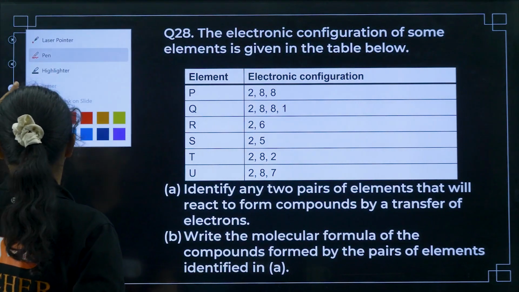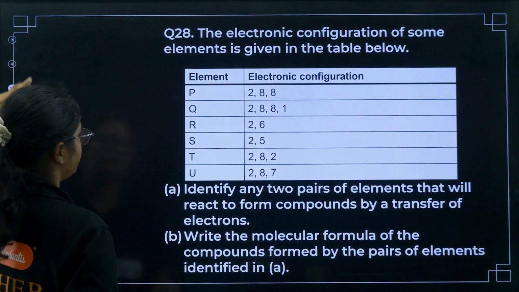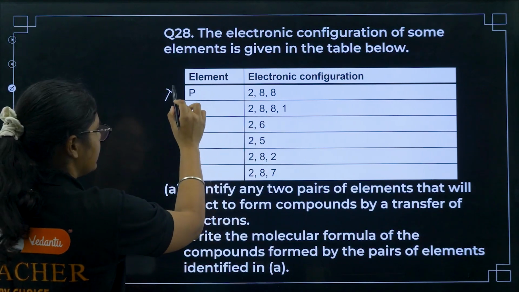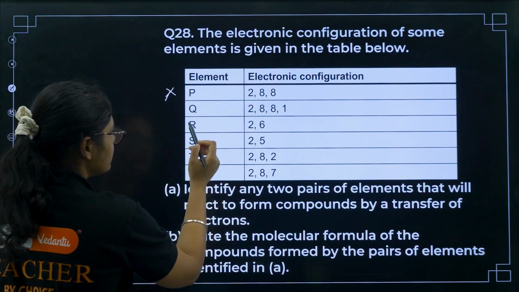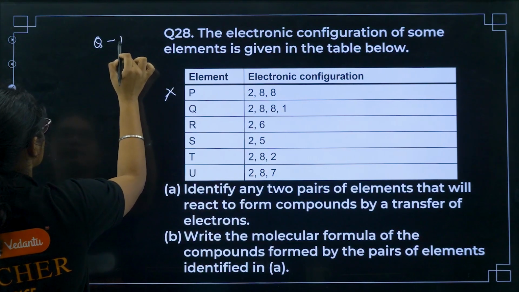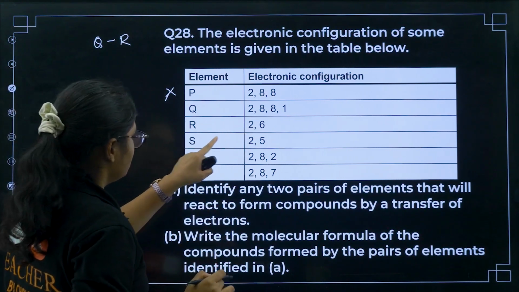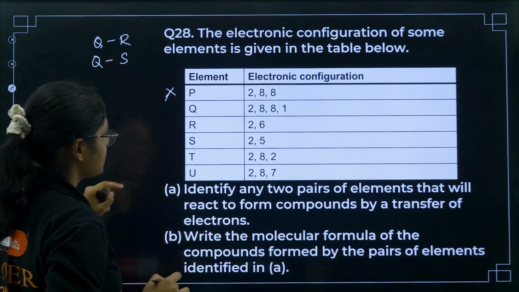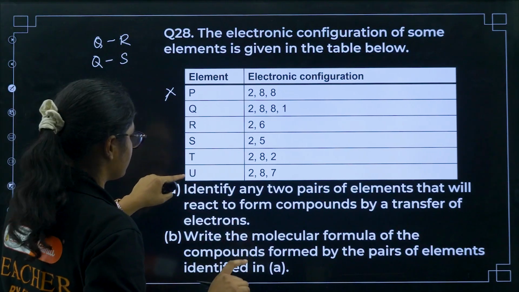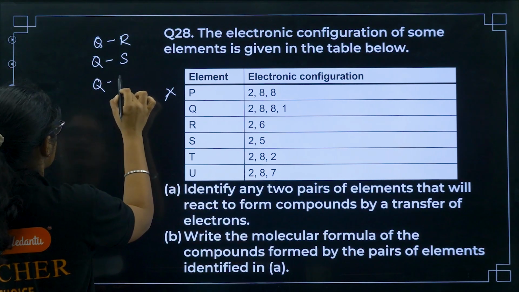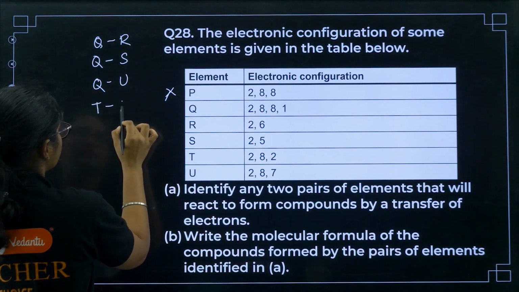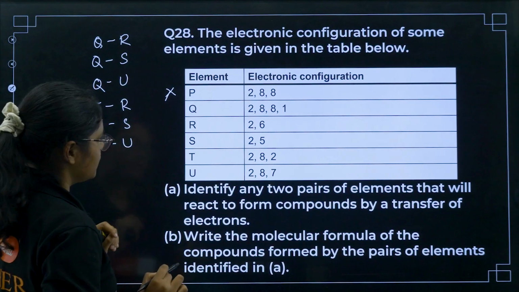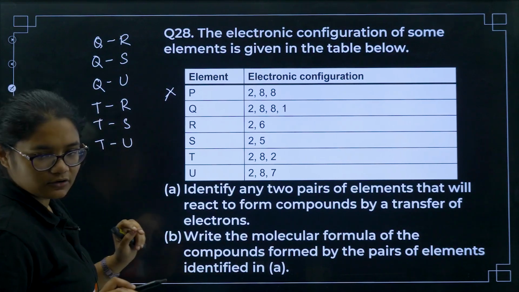First let me show you what all combinations I have written. So I have taken Q. P will not react, because it is already inert. So Q can react with R, then Q can react with S. Q can react with U. Similarly, T can react with R, T can react with S, T can react with U. So these are metals, these are non-metals.